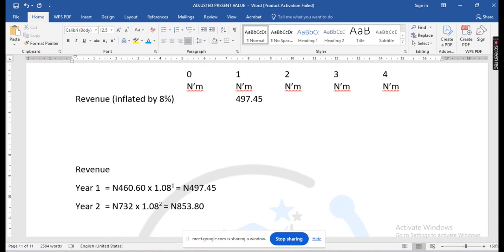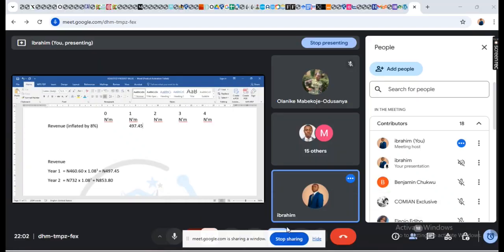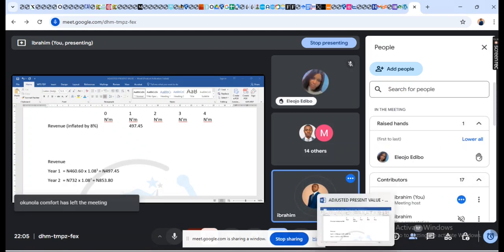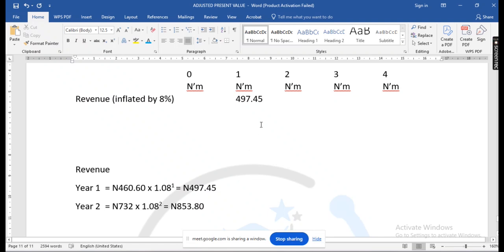497.45. So what is the next one? The next one is 8. Gifted. Gifted. 981.